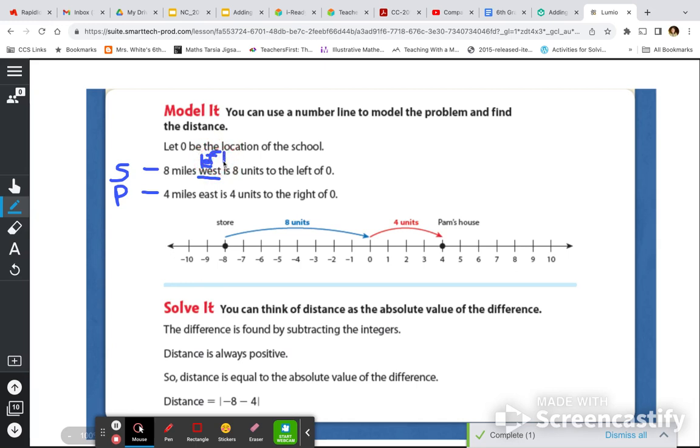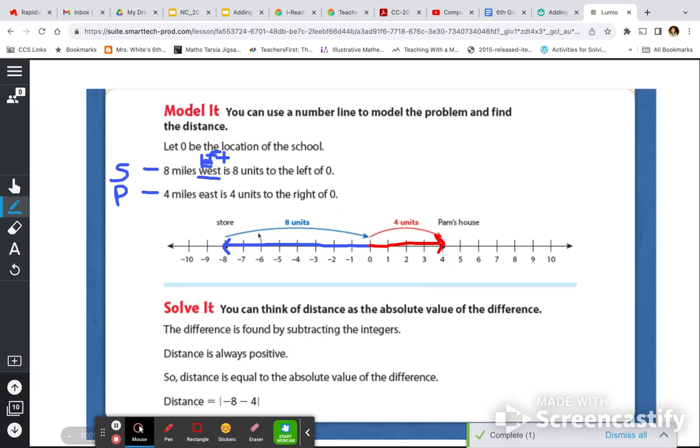Okay, and so if the school is 0, so here's the school. Okay, 8 to the left, 8 units to the left is the store. So we're counting 1, 2, 3, 4, 5, 6, 7, 8. That's the store. It's at negative 8. And then from the school, again, the school is at 0. Pam's house is 4 miles east. So we're going to count that. 1, 2, 3, 4 miles east.